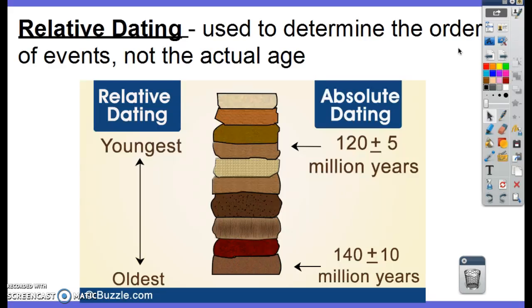So if you think of the word relative, for example, my grandma is my relative. If I just say my grandma, do you know how old she is? No. Well, you don't know how old a relative is, right? But you know if she's my grandma, she's going to be a lot older than me, right? We don't know if she's 65 or 85, but we do know that she's going to be older than me. So relative dating tells us the order of events. Absolute dating, which we'll talk about later, tells us the actual age, okay?